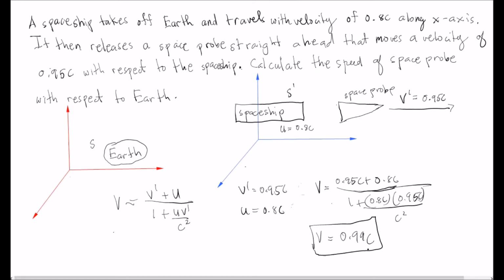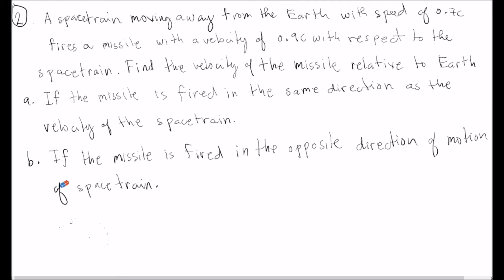So that is problem number 1. Problem number 2 goes this way. A space train moving away from Earth with a speed of 0.7 c, that is 70% of the speed of light in vacuum, fires a missile with a velocity of 0.9 c, or 90% of the speed of light in vacuum, with respect to the space train. Letter A: find the velocity of the missile relative to Earth if the missile is fired in the same direction as the velocity of the space train.